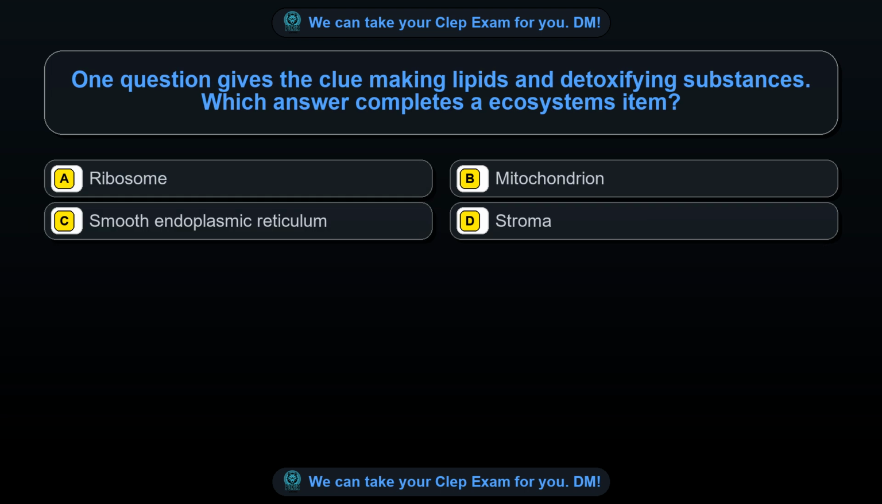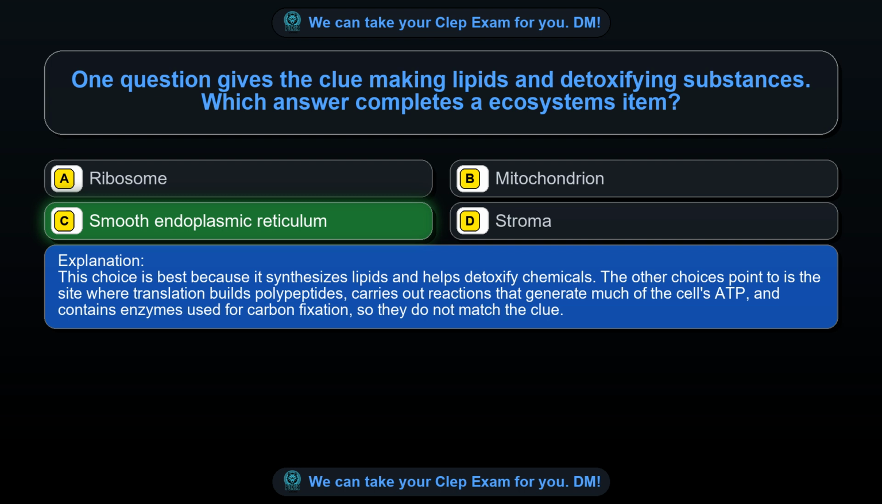Question 65. One question gives the clue making lipids and detoxifying substances. Which answer completes a ecosystems item? Option A, ribosome. Option B, mitochondrion. Option C, smooth endoplasmic reticulum. Option D, stroma. The correct answer is option C, smooth endoplasmic reticulum. This choice is best because it synthesizes lipids and helps detoxify chemicals.